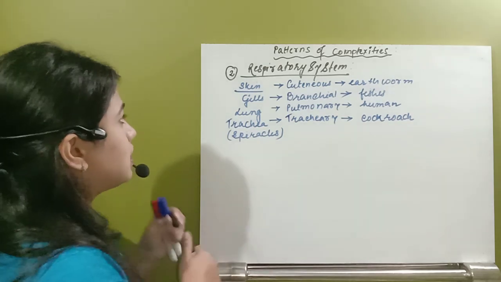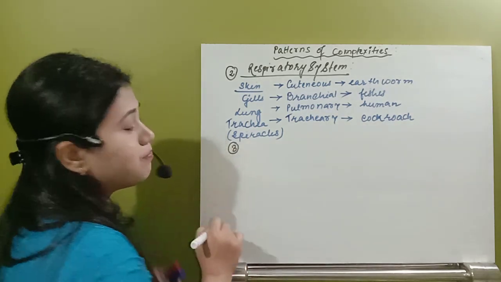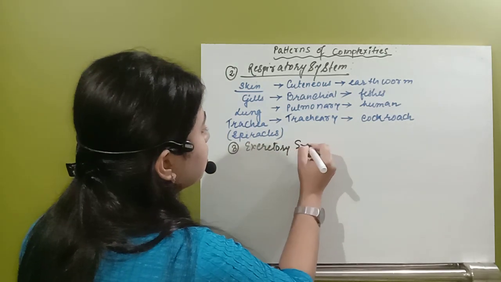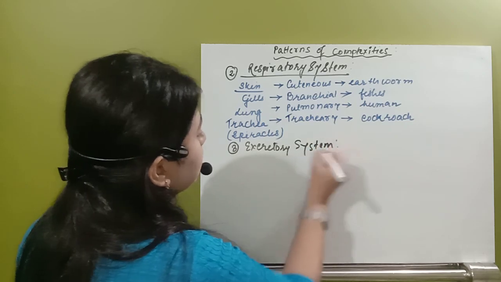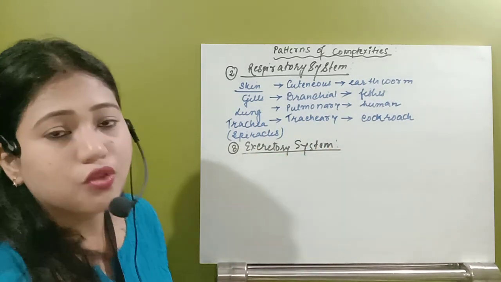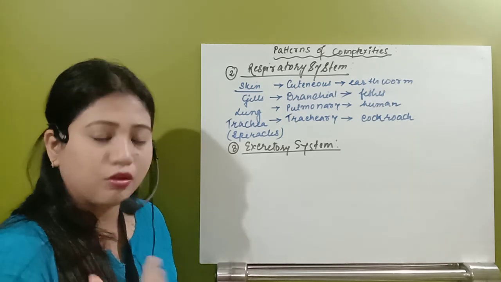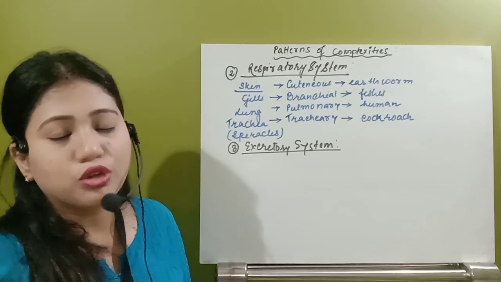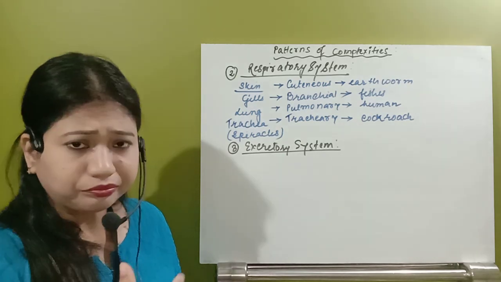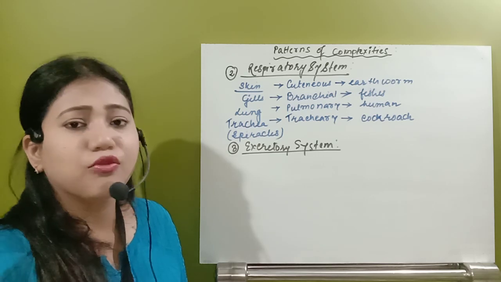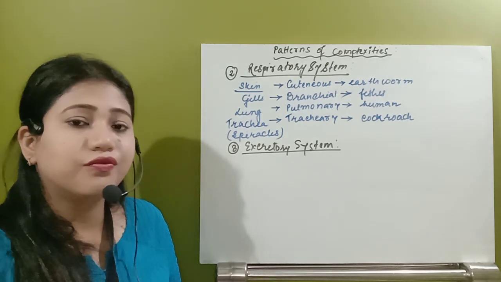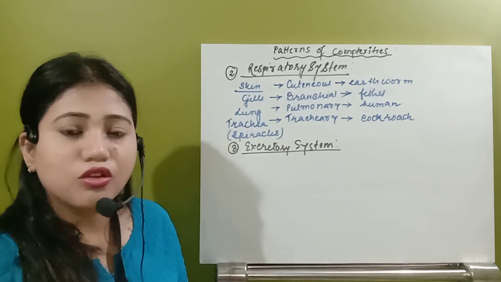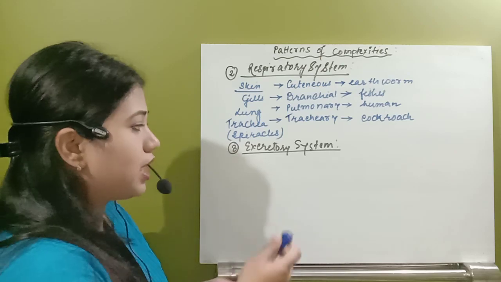Now after that, let's see another type of complexity, that is in the excretory system. In the excretory system, how many types of organs have come to exist? Different types of waste products are produced by different organisms. Some organisms remove ammonia, some remove urea, some remove uric acid. Lots of varieties of waste products are present. So depending upon the varieties of waste products also, we can classify organisms.